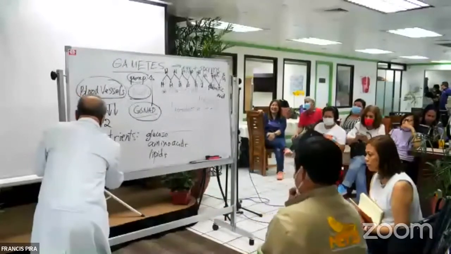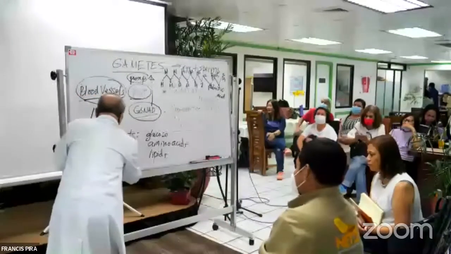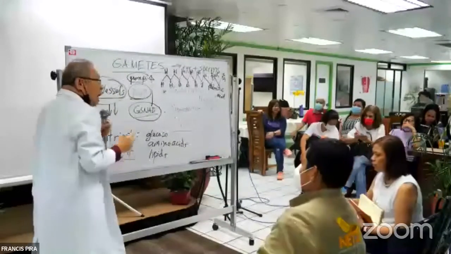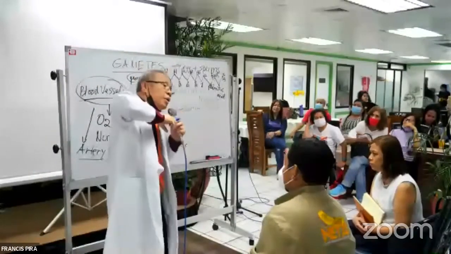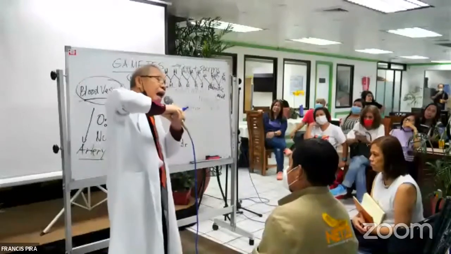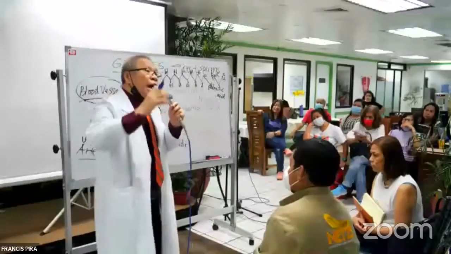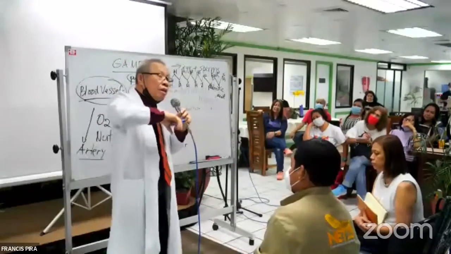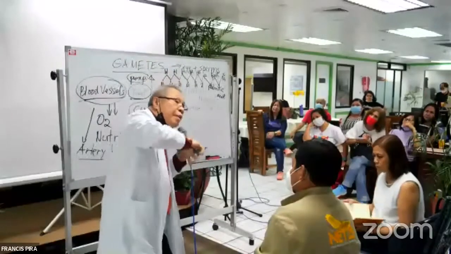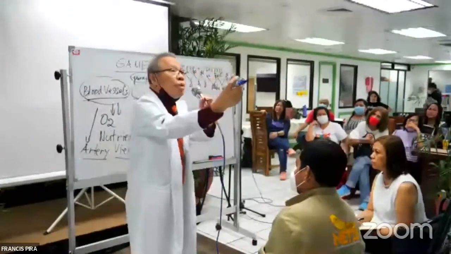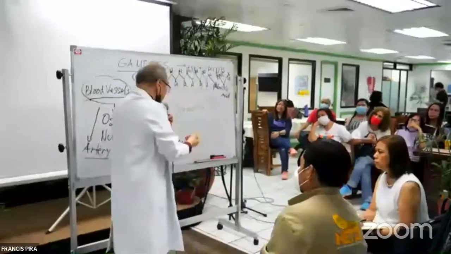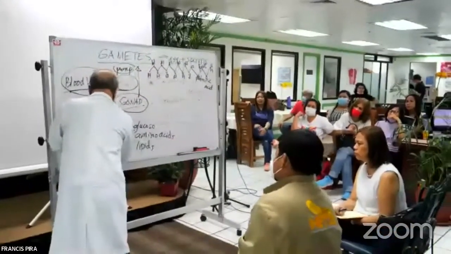Artery and veins. The artery is a blood vessel that will carry the blood away from the heart. So any blood vessel that conveys the blood away from the heart is called an artery. Any vessel that will bring the blood back to the heart is a vein.